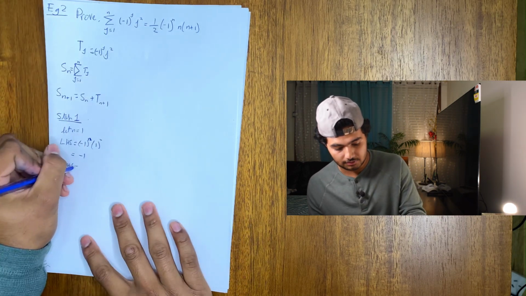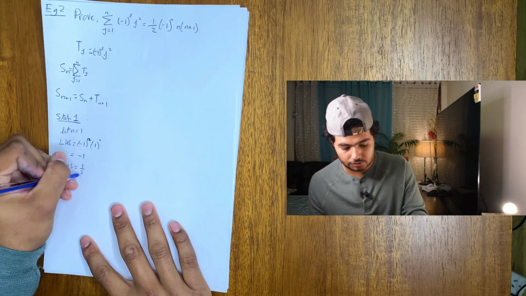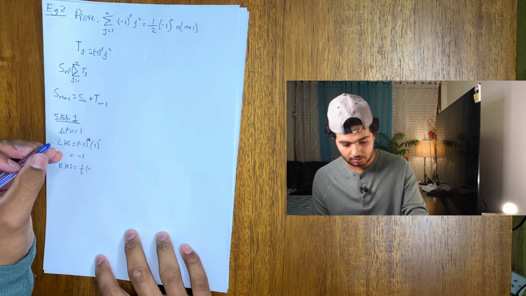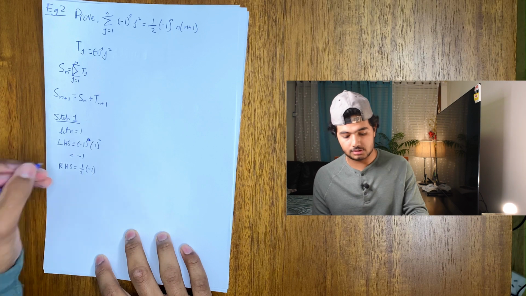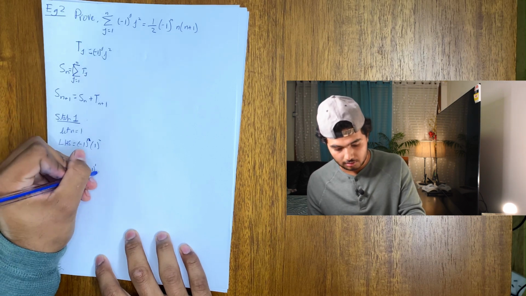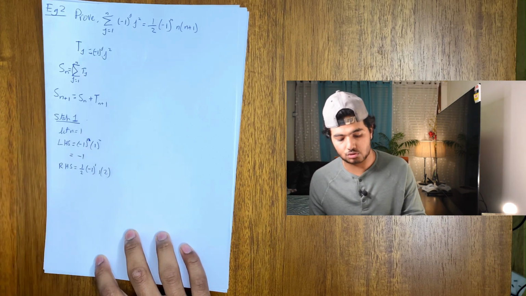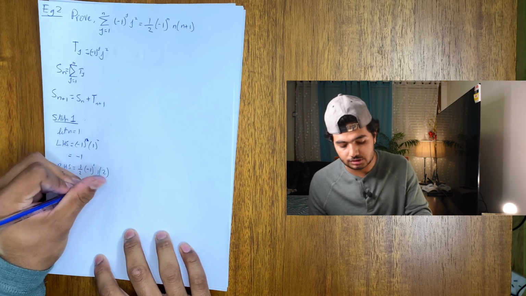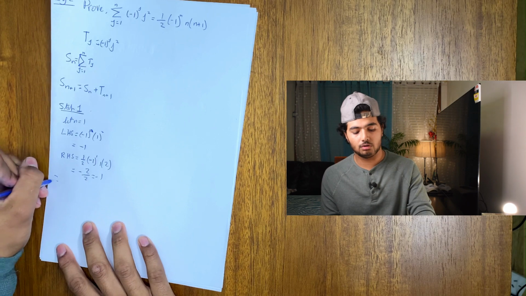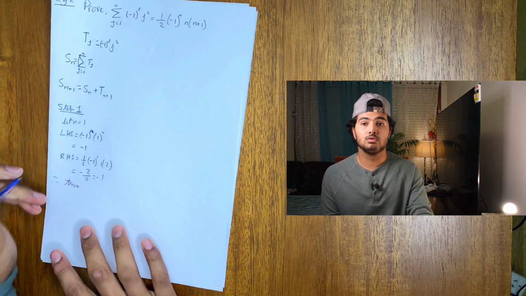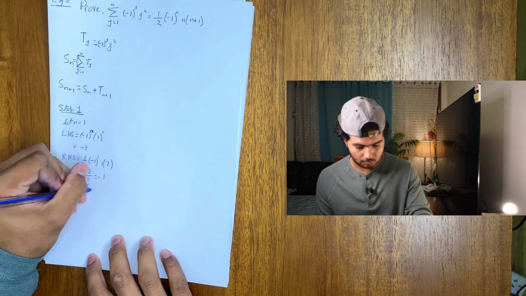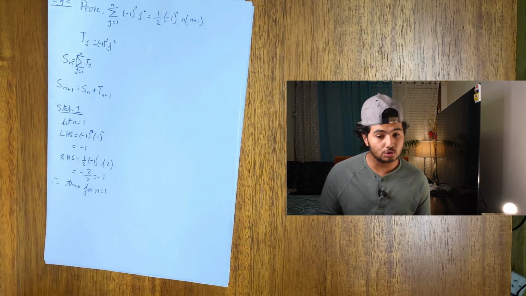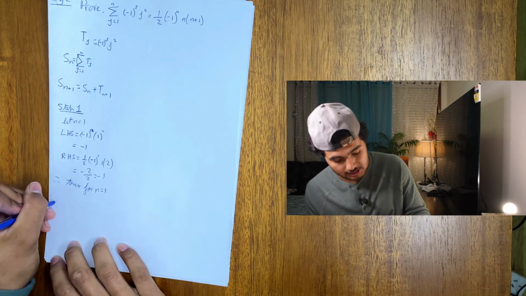coming back to this over here. 1 upon 2, we have negative 1 to the power of 1, brackets 2. Negative 2 on 2, which is negative 1. Therefore, true for n equals 1. True for n equals 1. Coming back to step 2.